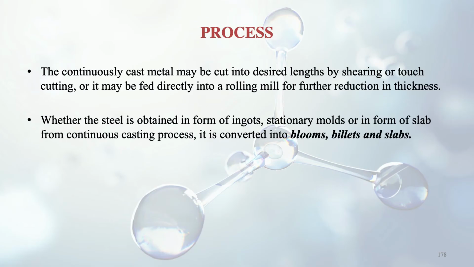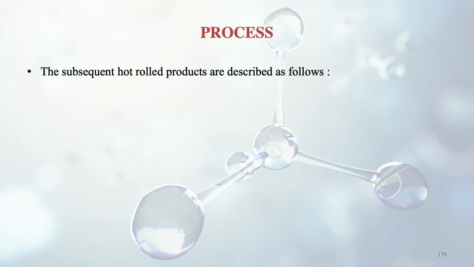Whether the steel is obtained in the form of ingots from stationary molds, or in the form of slab from the continuous casting process, it is converted into blooms, billets and slabs. So whatever may be the process, whether it be ingot type or the continuous casting type, these are the things into which they are converted, known as blooms, billets and slabs, which I am now discussing with you. Subsequent hot roll products are described as follows.